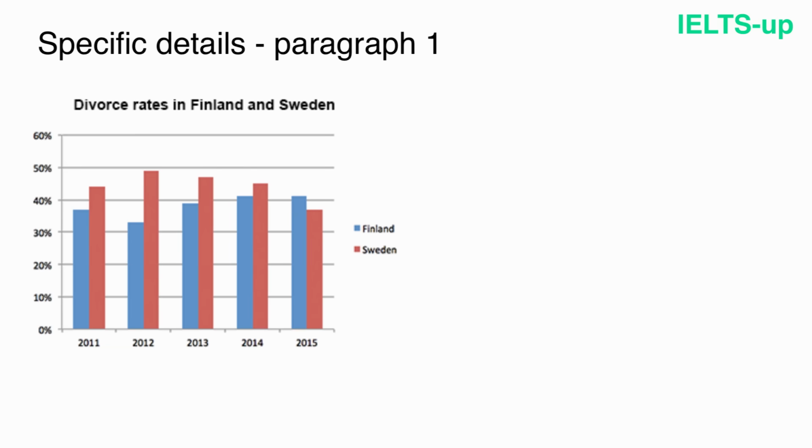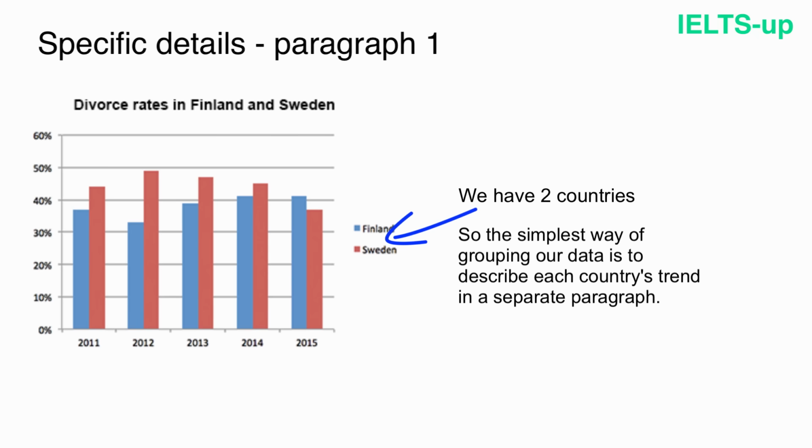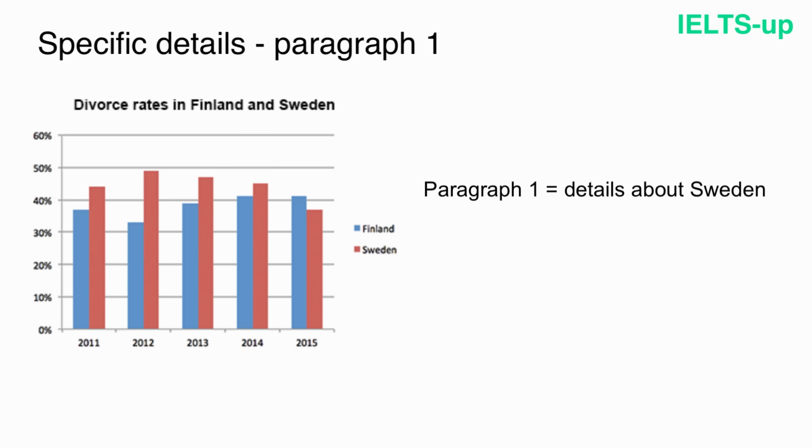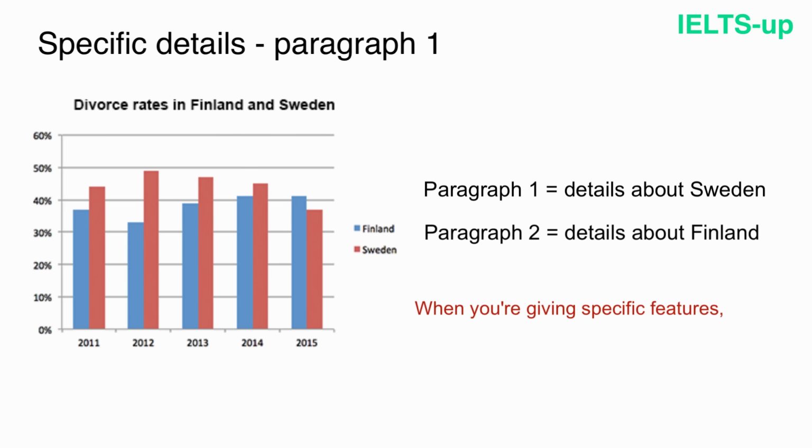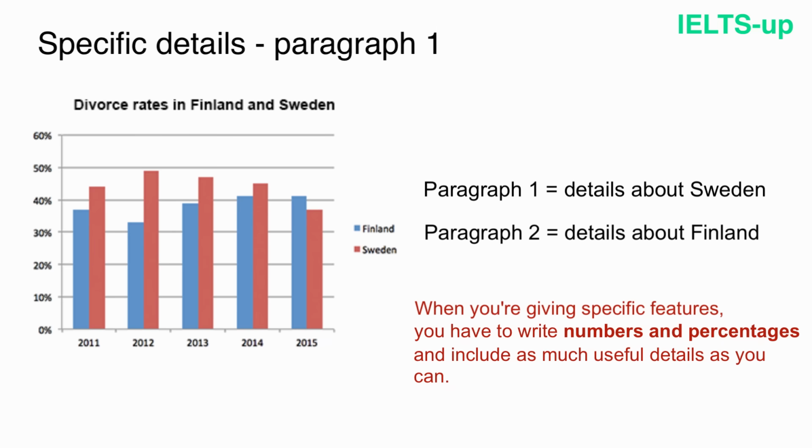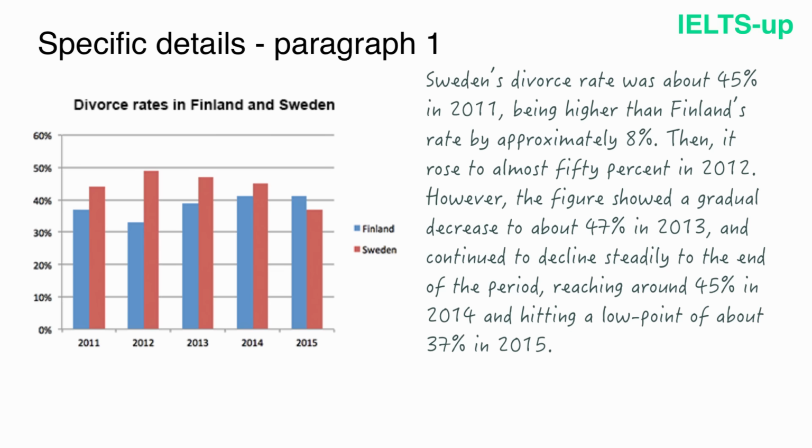Let's look at how I grouped the specific details. We have 2 countries, so the simplest way of grouping our data is to describe each country's trend in a separate paragraph. So, in paragraph 1, we will describe the details about Sweden, and in paragraph 2, we will describe the details about Finland. When you are given specific features, you have to write numbers and percentages and include as much detail as you can. And here's how I organized the paragraph with Sweden-specific details.